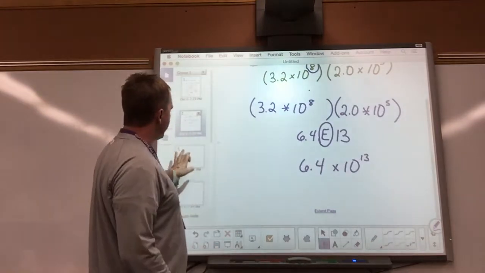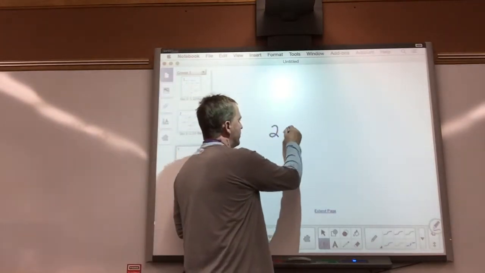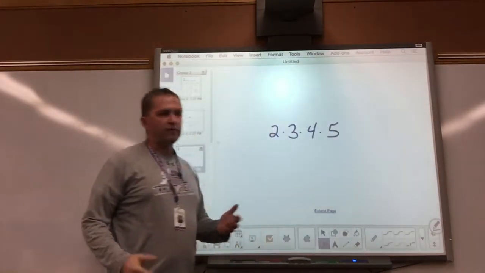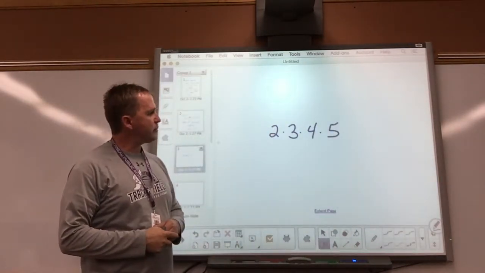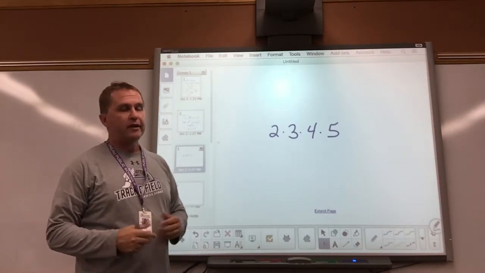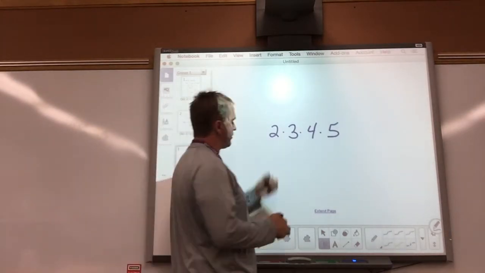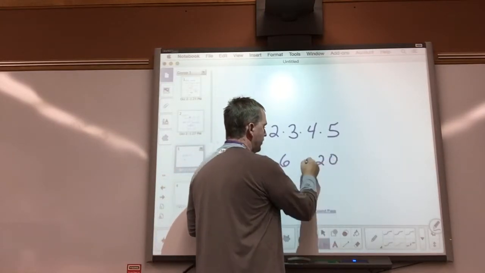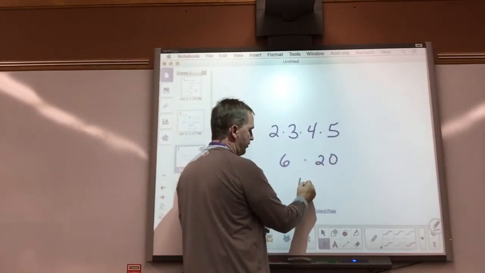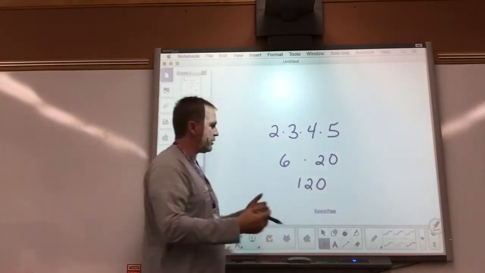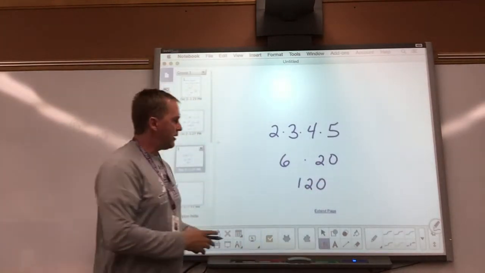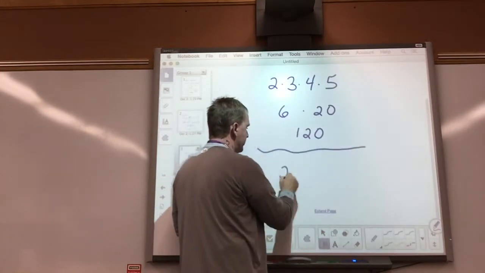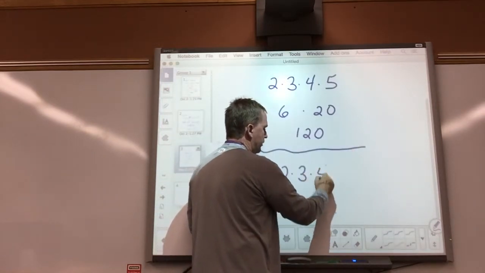Now I want to do one other thing here, and that is I'd like to remind you, if you had 4 numbers that are being multiplied, 2 times 3 times 4 times 5. If you were multiplying those, you certainly could take 2 times 3 and get 6. You could take 4 times 5 and get 20. You could multiply the results, and hopefully you would come up with 6 times 20 is 120.